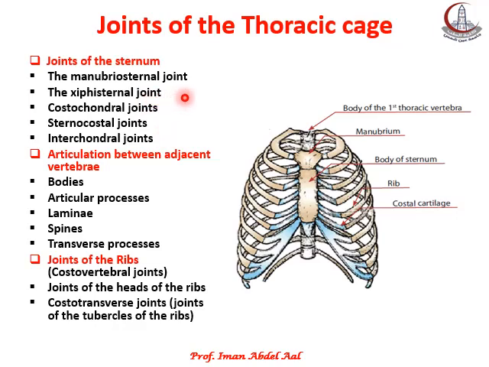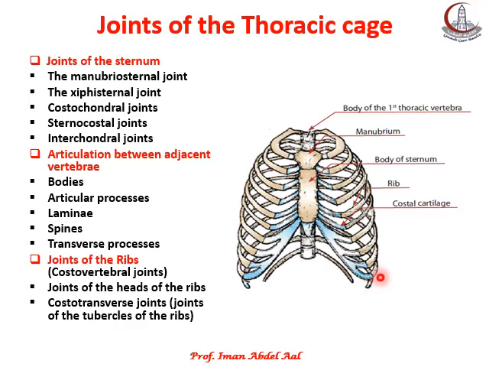We are going to study the manubriosternal joint, the xiphisternal joint, the costochondral joints, the sternocostal joints, and the interchondral joints. Costo means rib, chondral means cartilage. So costochondral joints are the joints between the rib and its costal cartilage. Sternocostal joints are the joints between the costal cartilage and the sternum. Interchondral joints means joints between the cartilages.